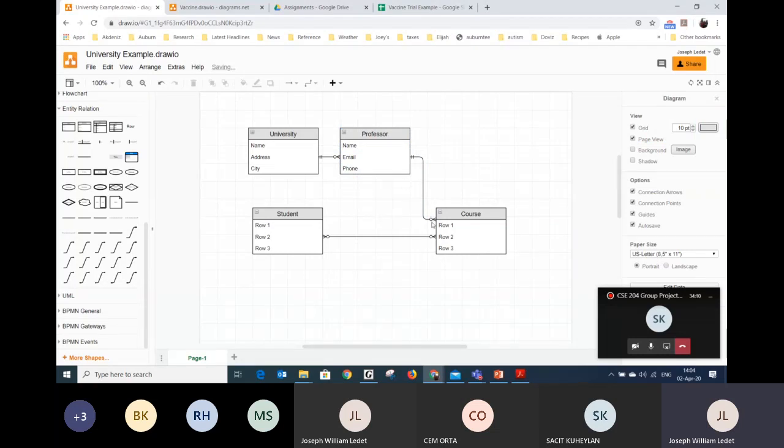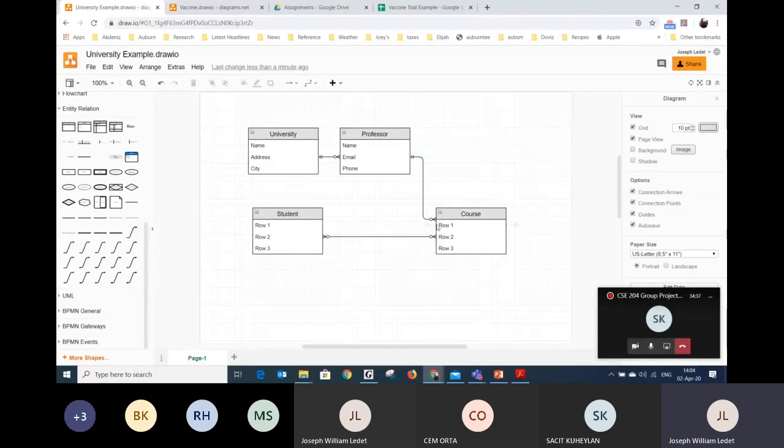Now, I've made this optional on this side. What does that mean? The way that we would read this is that if a course exists, it must have a professor, and only one professor teaching it. If a professor exists, he or she does not have to be teaching any courses, but they can teach many.